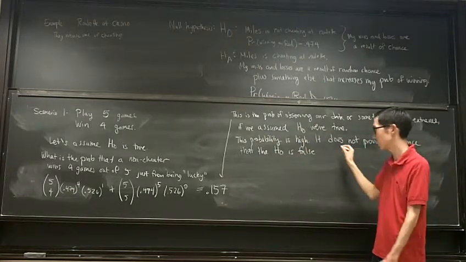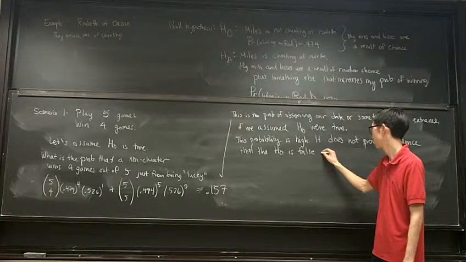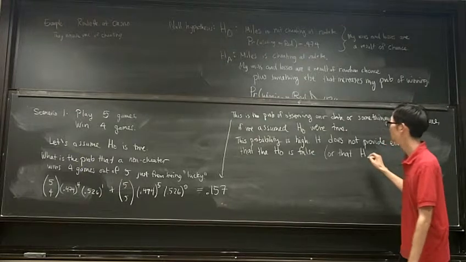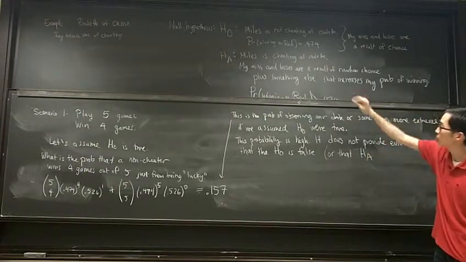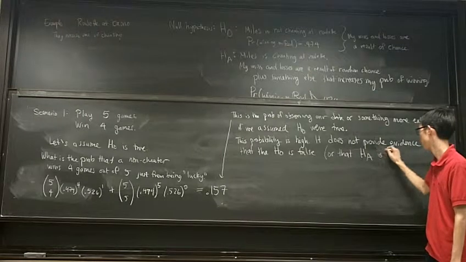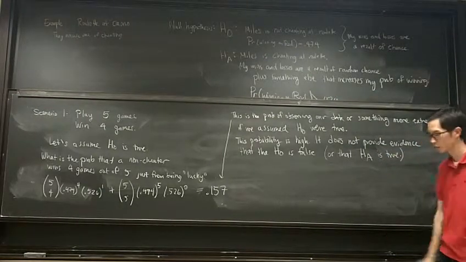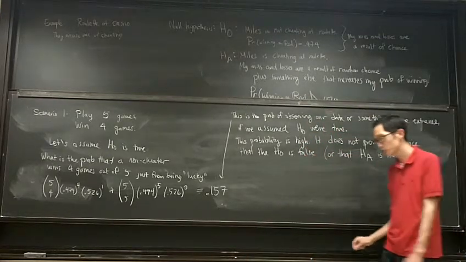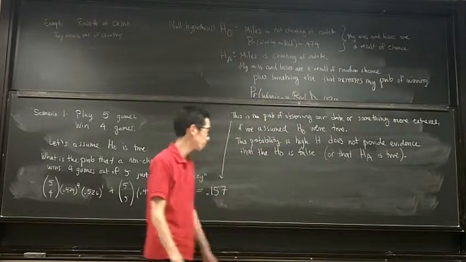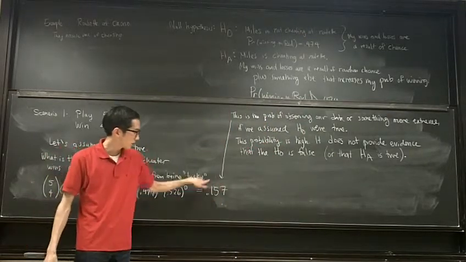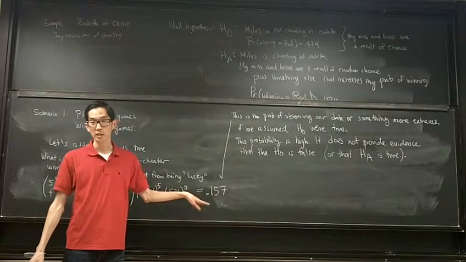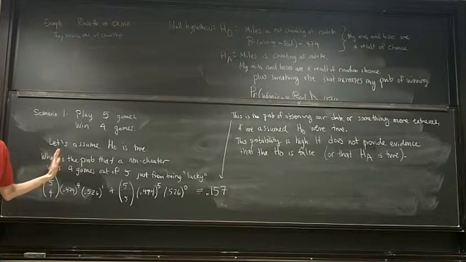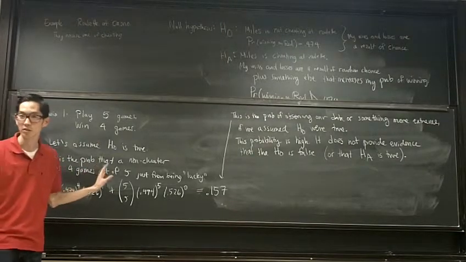The equivalent of the null hypothesis being false is that the alternative is true. The alternative is abbreviated HA. So a high probability doesn't provide evidence that the alternative is true, or that the null hypothesis is false. Because this probability is relatively high, it just means we could observe whatever data we got just by random chance. All right. Does that make sense?